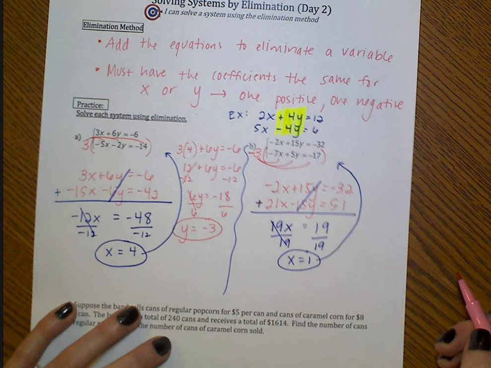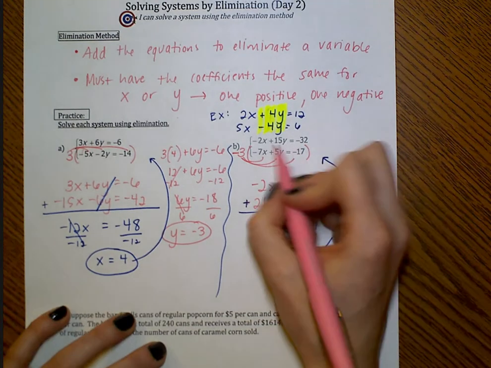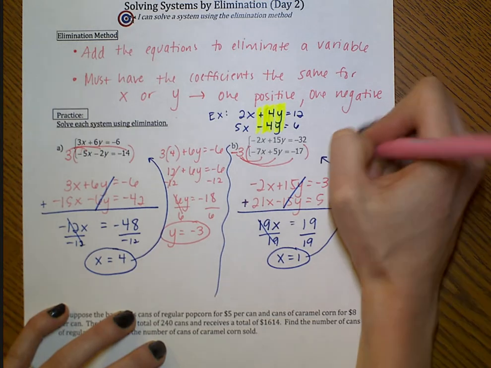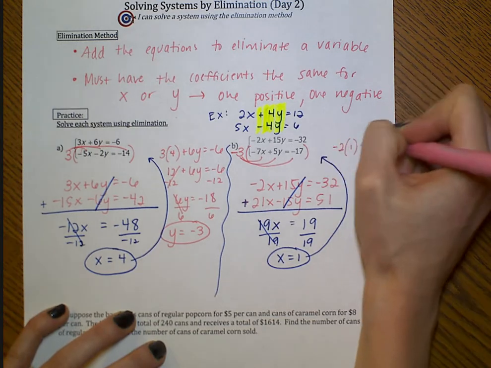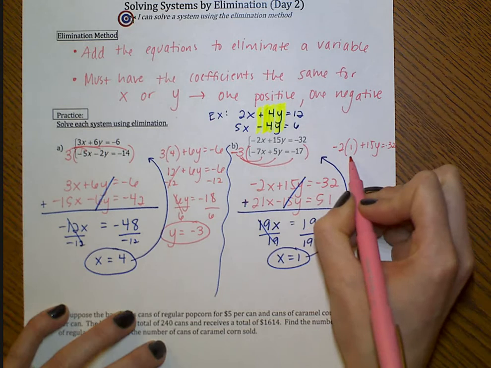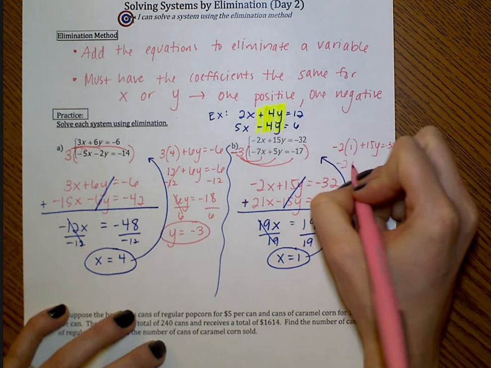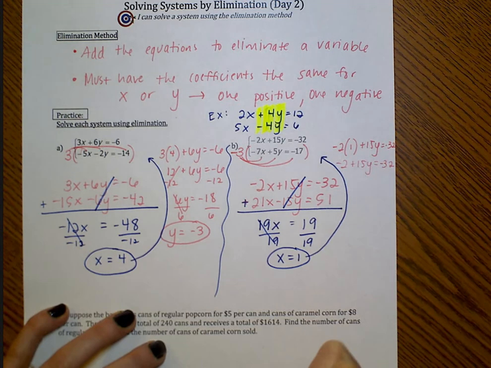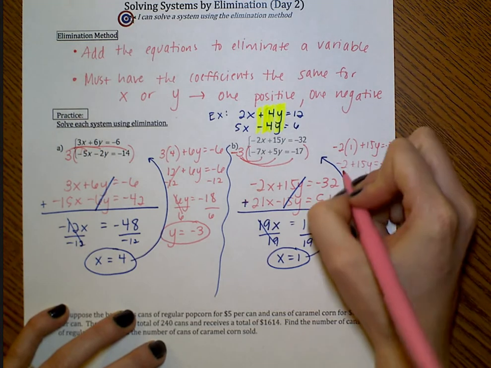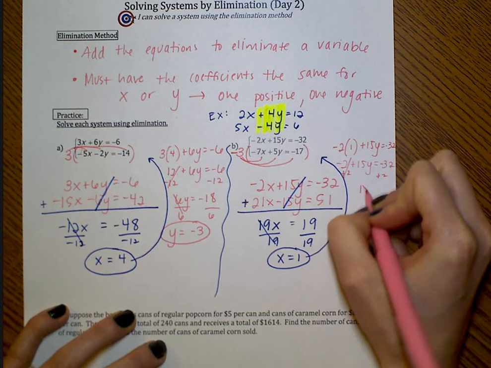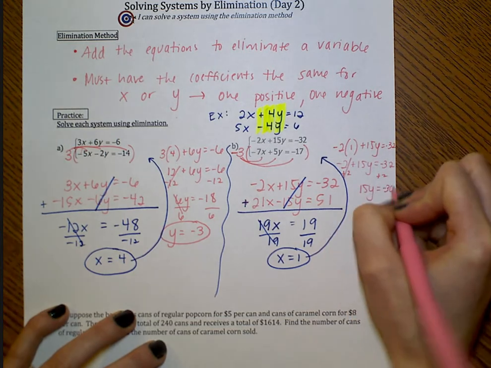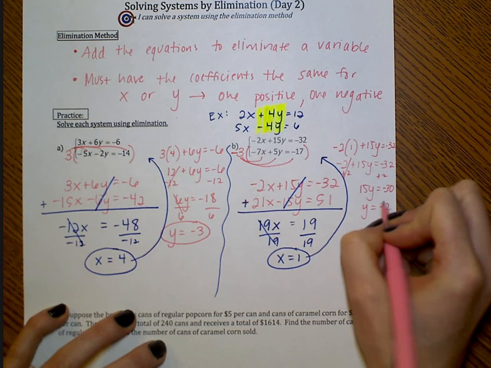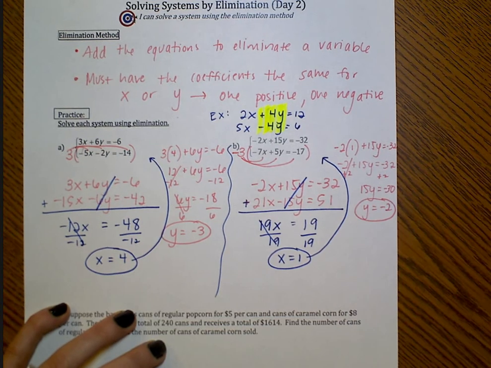You can plug it in anywhere, for no reason. I'm just going to choose the top equation again. I know that x is 1. So I'm going to do negative 2 times 1 is negative 2. Plus 15y equals negative 32. And then I'm going to add 2. And I get negative 30. And then divide by 15, and y is negative 2. Cool.